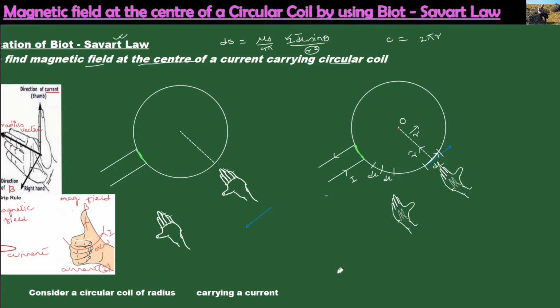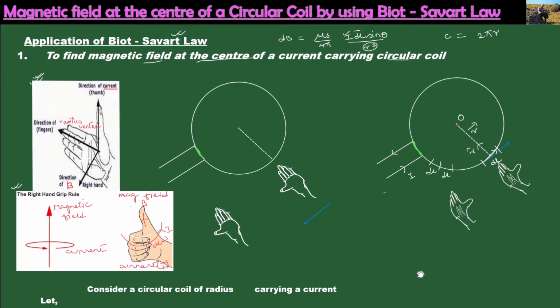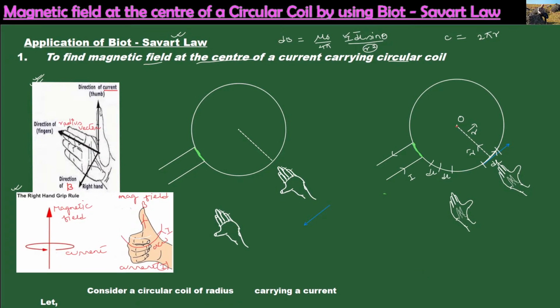Now, when I use this right hand palm rule, it is obvious that you first place your thumb in the direction of movement of current. So this thumb is placed in the direction of movement of current. That will be the direction of our current element IDL. This is the direction of flow of current, and this is our current element.